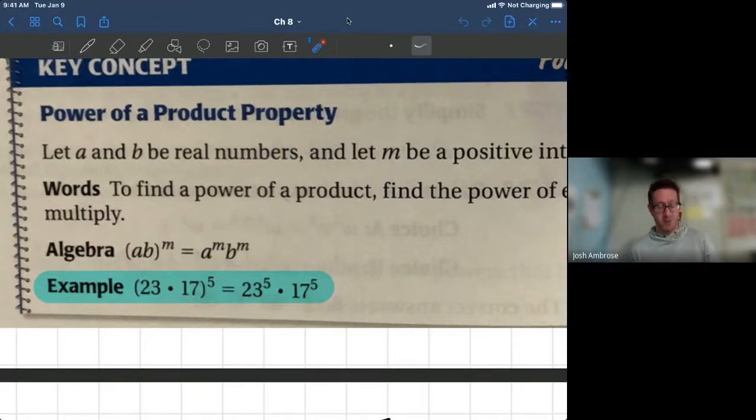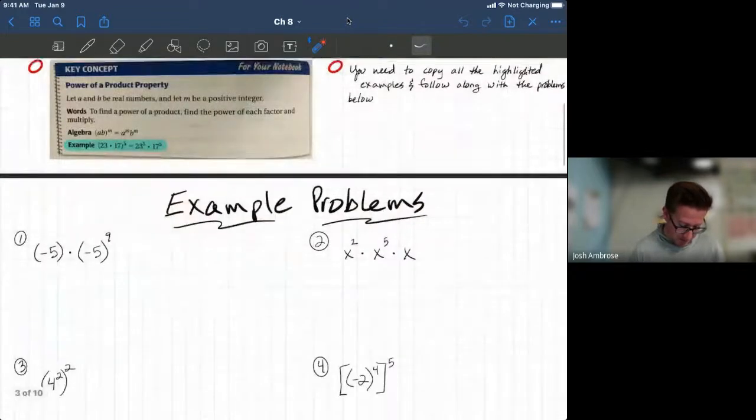If you have different bases but the same exponent, you can see you could even go backwards and rewrite it just like that. So that would mean you could figure out what 23 times 17 is, get a bigger number, and then just put that bigger number to the power 5. And that would be the same answer. All right, let's do some example problems here.